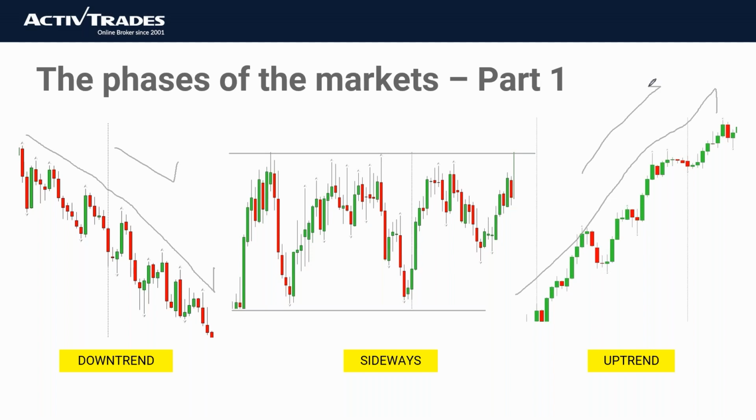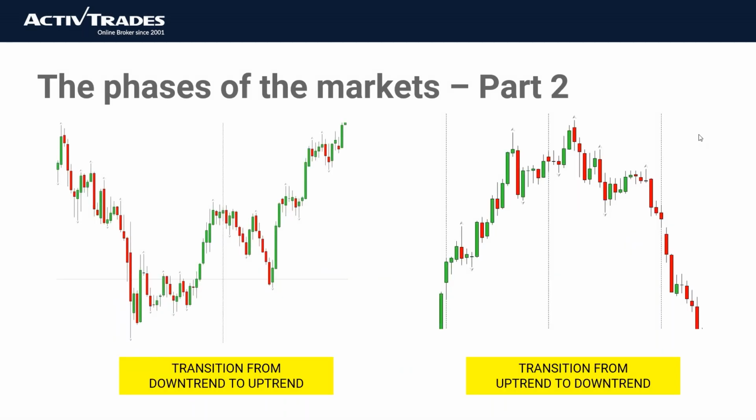The challenge you have is that they only trend 20-30% of the time, and that is one of the challenges traders have. The rest of the time, the market is sideways, and that's what we're going to focus on today, because that does provide opportunity if you're able to do the correct analysis and identify possible setups on there. The other 2 phases are what I would define as markets transitioning.